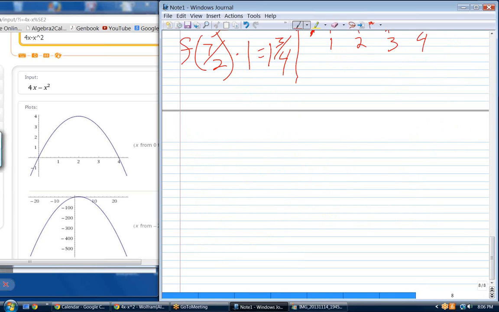All right, so the next one here is: if the average value of the function f on the interval a to b is 10, then the integral from a to b of f of x dx equals.